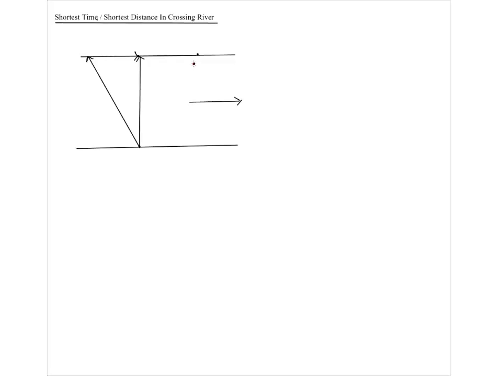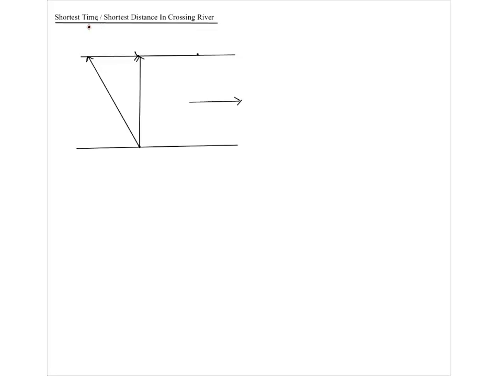So which case is it? Shortest time, shortest distance? So shortest time. That question did not ask for the time, but it was for that case only, shortest time. And then if I remember correctly, we did this question also.